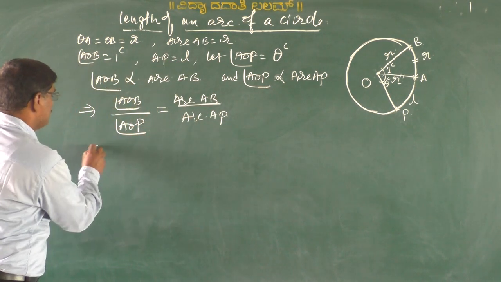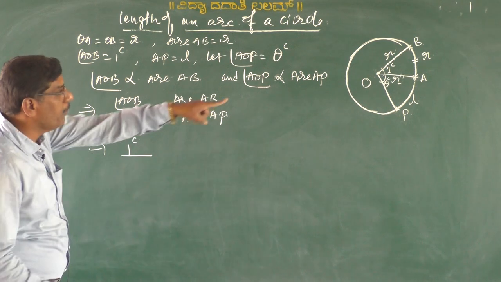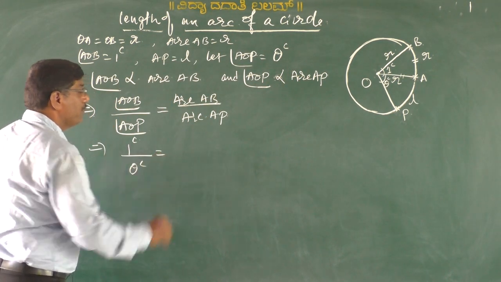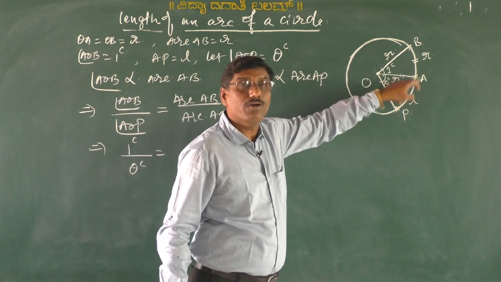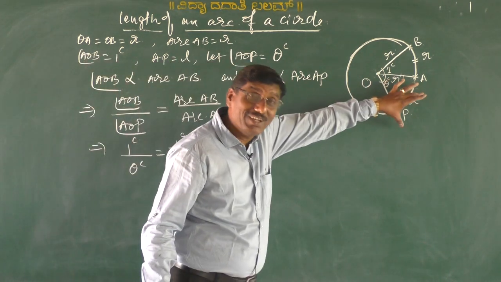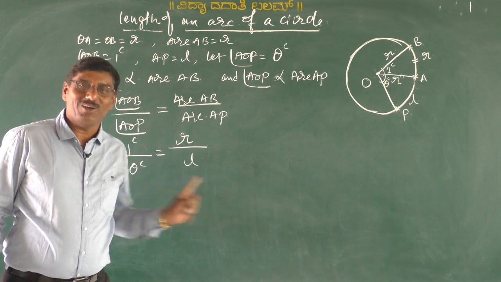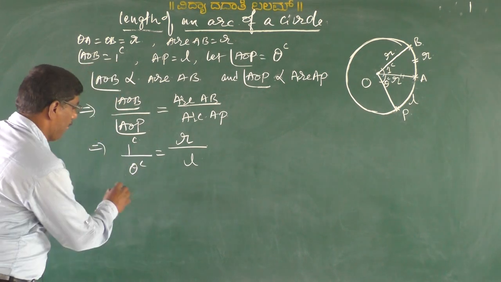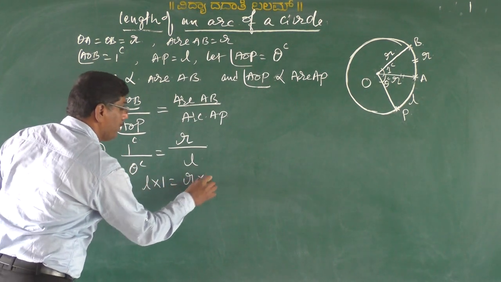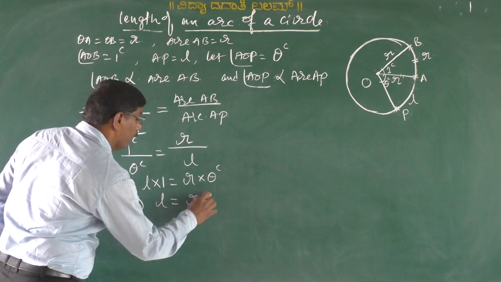From this I can write, see here, angle AOB, we know 1 radian, divided by angle AOP, that is what we consider here, theta radians, is equal to arc AB, we know the length of arc AB is R, divided by arc AP, that is what we are considering here, L. By the method of cross multiplication, we can write this as L into 1 is equal to R into theta radians. That implies L is equal to R theta.